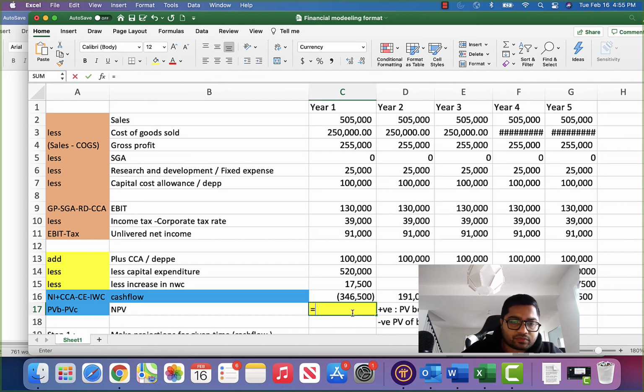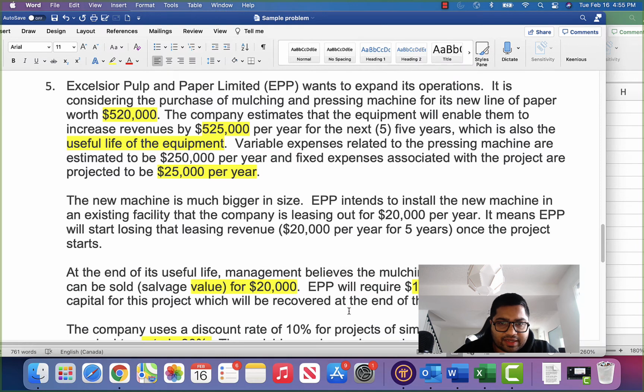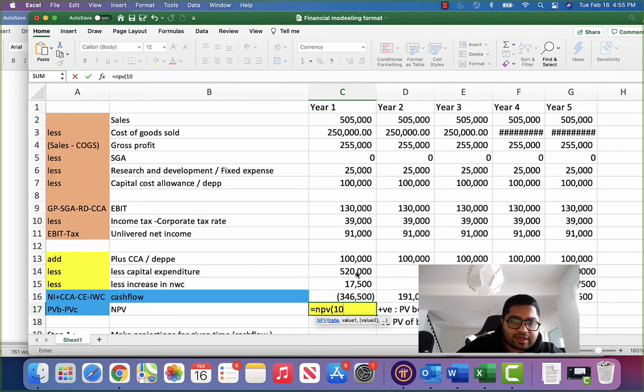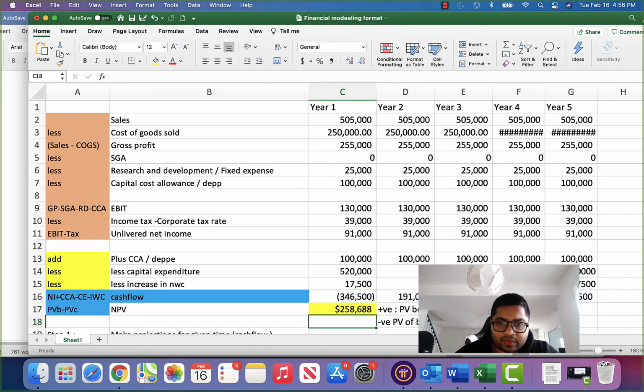So always compute net present value. What is the rate they are giving? 10% rate. So NPV is 258,688. It is positive, so we accept the project.